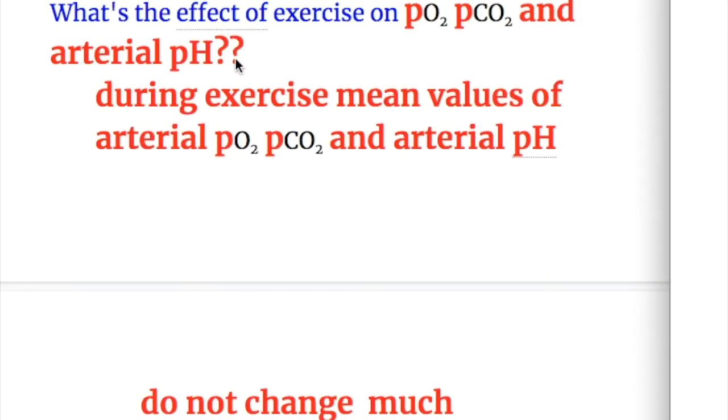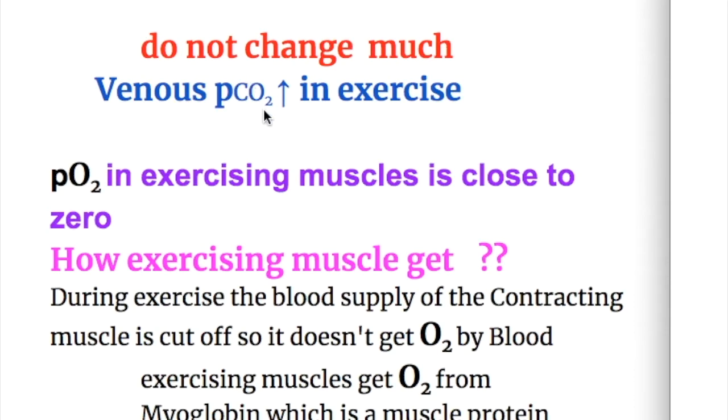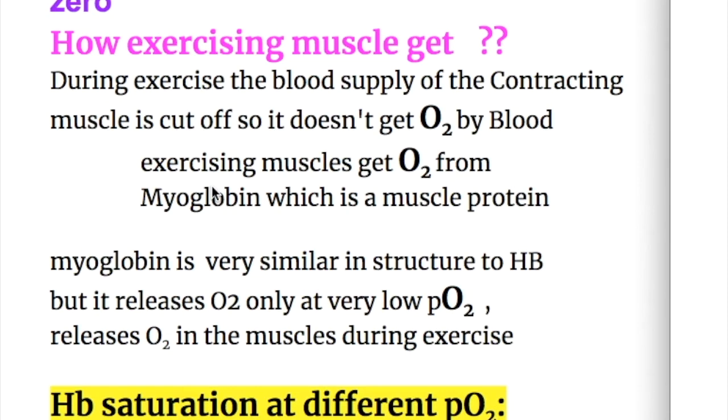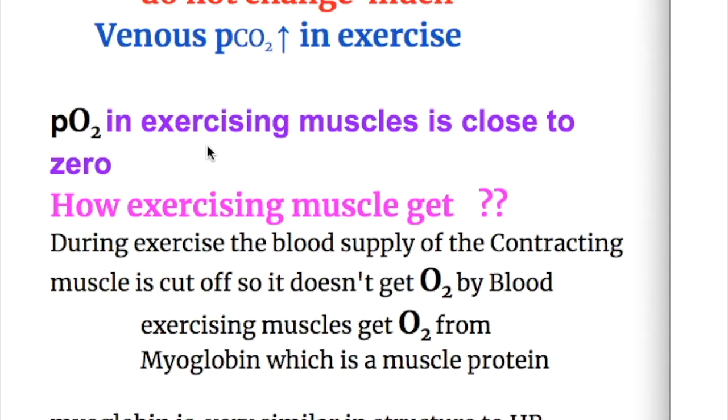What's the effect of exercise on PO2, PCO2 and arterial pH? During exercise, mean values of PO2, PCO2 and arterial pH do not change much, but venous PCO2 increases in exercise. PO2 in the exercising muscle is close to zero.